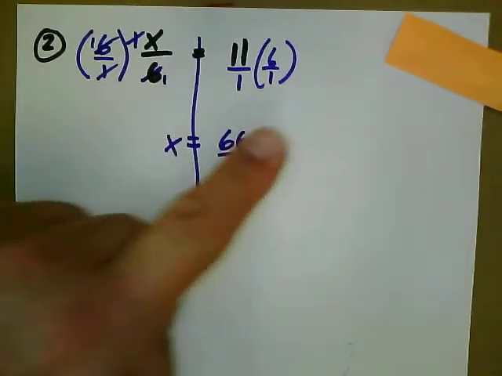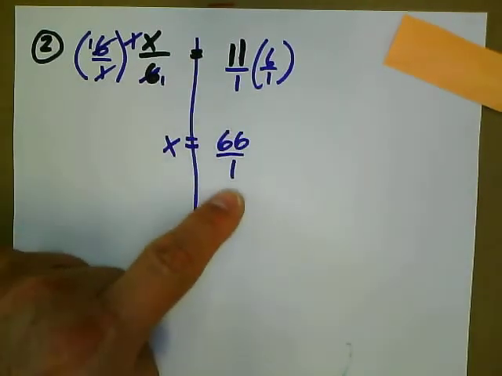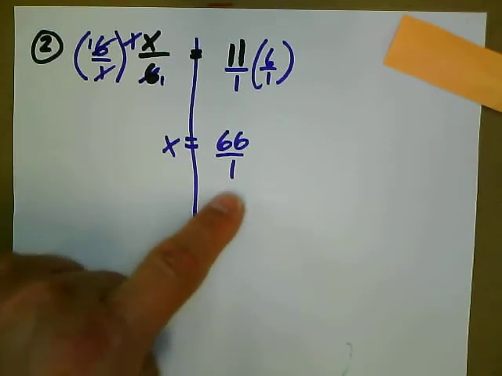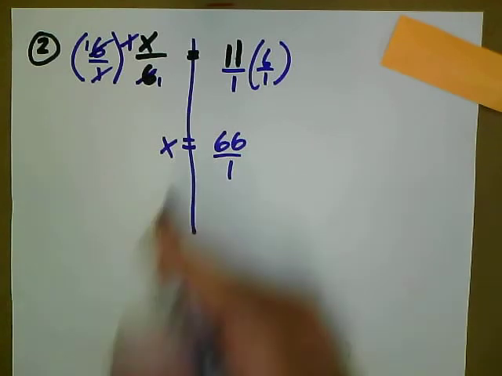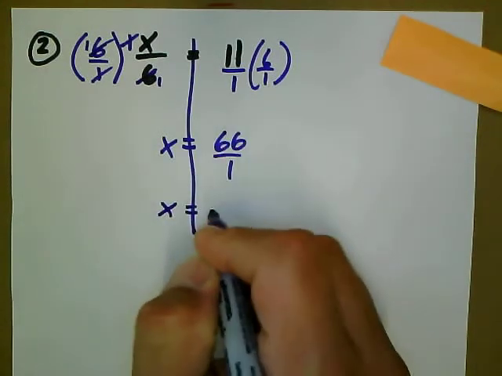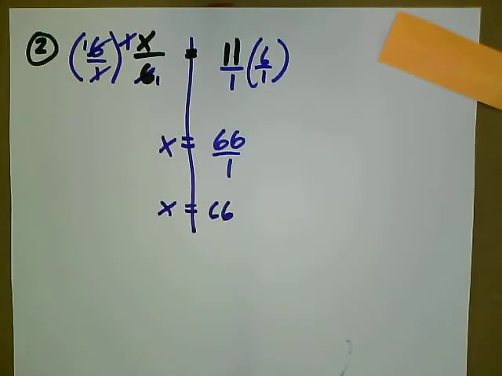And again, I get it, why do we do that? But when we get into fractions in about 4 days, you're going to understand why this is significant that we're learning it this way. Well, any number over 1 is itself, so it's just 66.